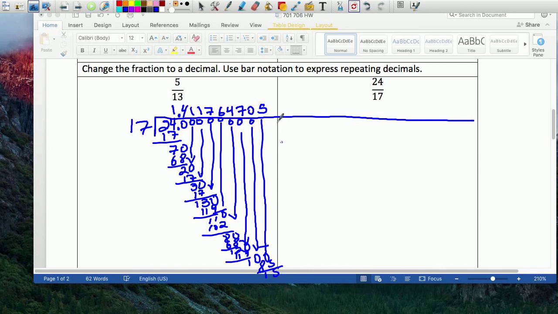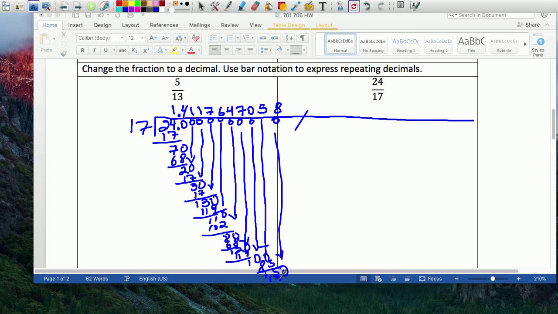I'm going to do one more. 17 goes into 150. Have we had a 150 yet? If you look all the way here, have we had a 150? No, we haven't. So nothing has repeated. So 17 times 7? Oh my God. No, 17 times 8. 17 times 8 was 136.